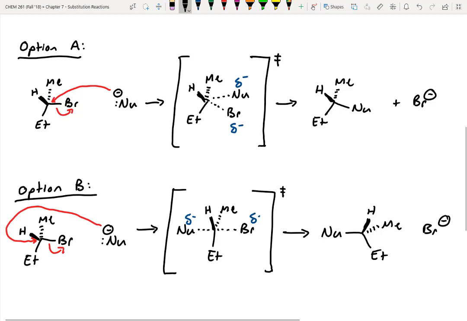All right, so we've got two potential options, right? One is the front face attack, one is the backside attack. Which one do you think is more likely? Backside, why? If you think about charges that are similar, they do not want to be near one another. If we look at this top one, we're running into a situation where these two negative or partial negative charges are right next door to one another. According to VSEPR theory, we know that electron-dense clouds want to be far apart from one another, not in close proximity. So this is less likely.